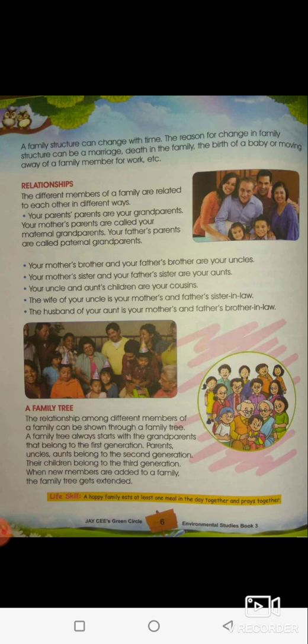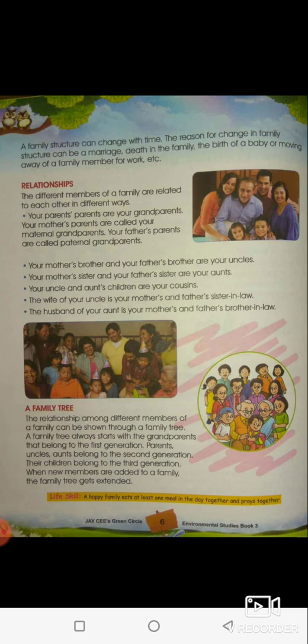The birth of a baby, when a newborn baby is born in a family, one member is added, so one is increased, and the structure of the family will get changed, maybe from small nuclear family to big nuclear family. Or moving away of a family member for work, when somebody goes abroad and so on.